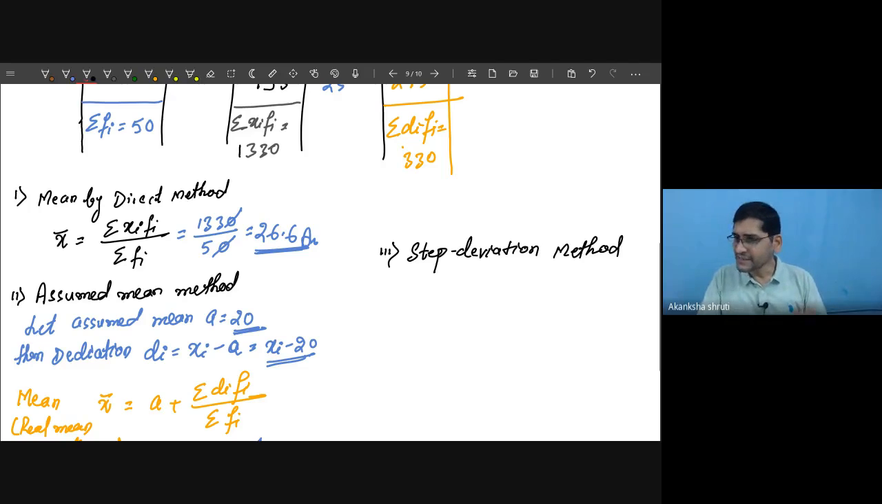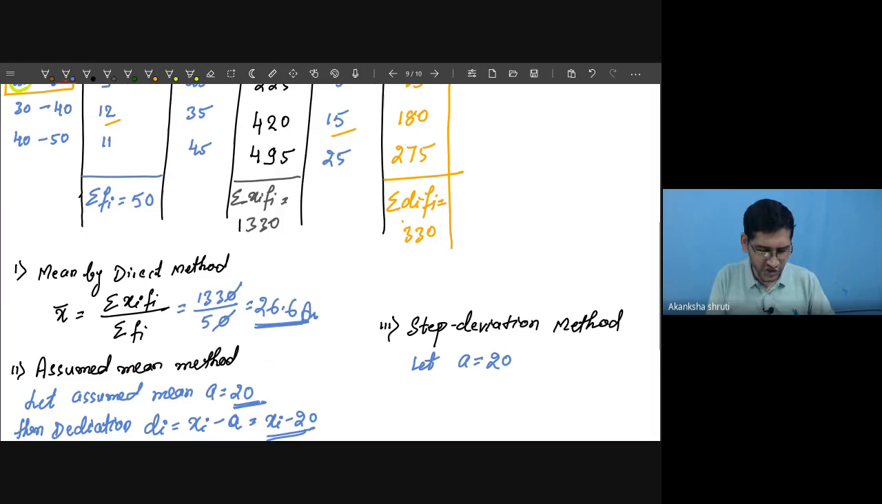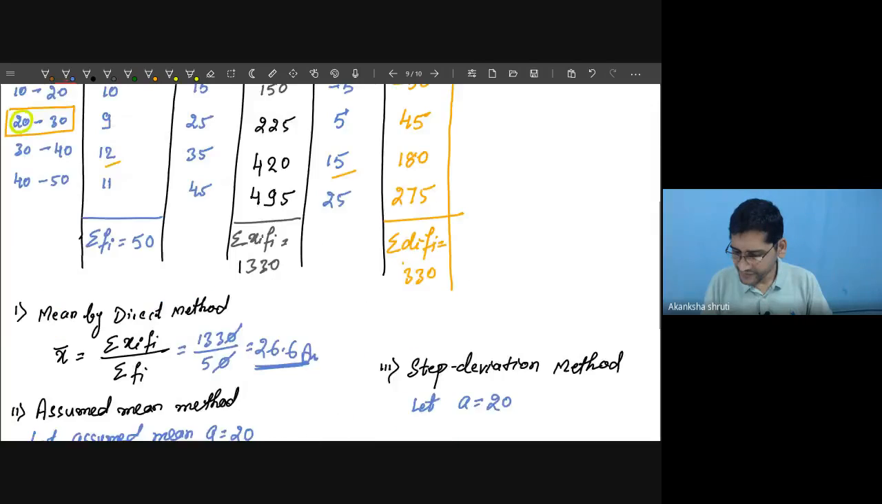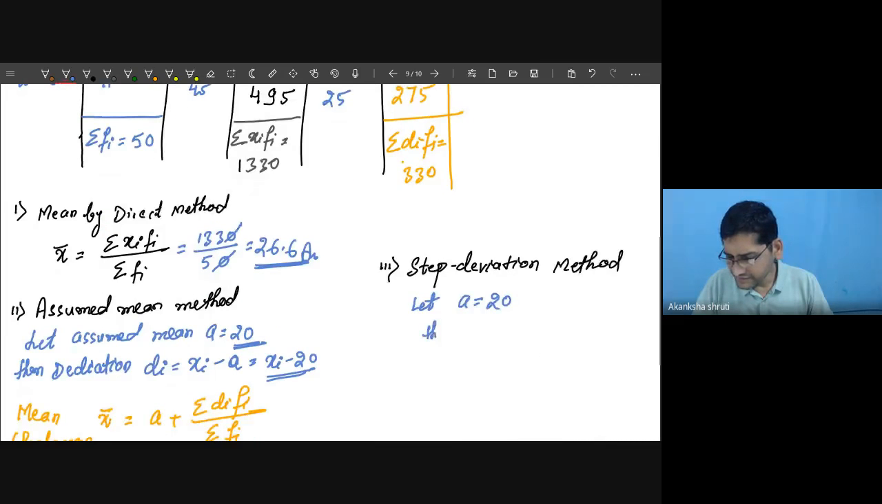Students, in the step deviation method, what do we have to do? Whatever Di we have calculated, that's correct. Up to that much we need to do. So here again, let A equal 20 as we were doing in the assumed mean method. Then Di is obtained by subtracting this 20 from the class mark Xi.